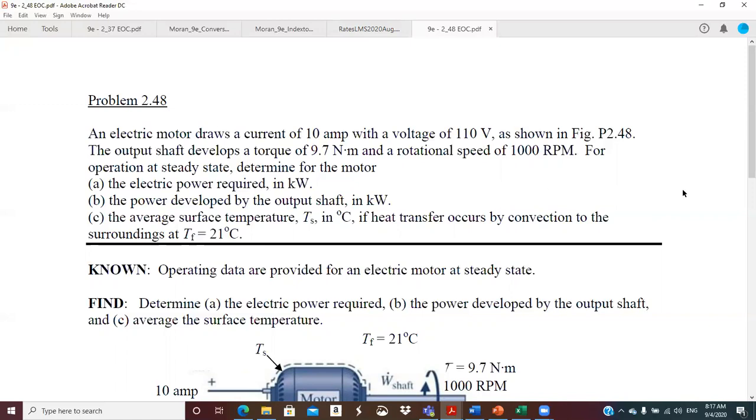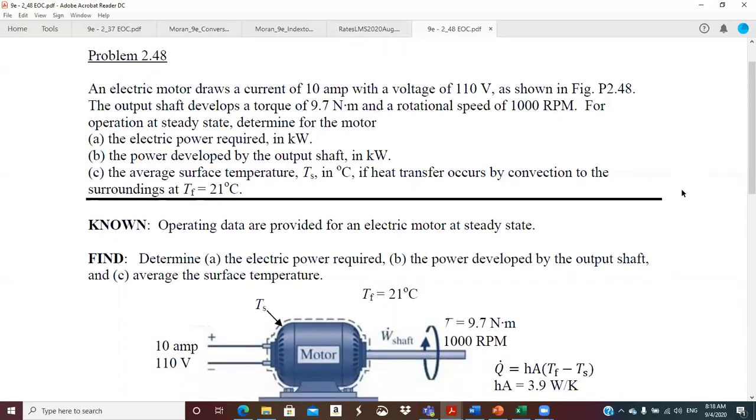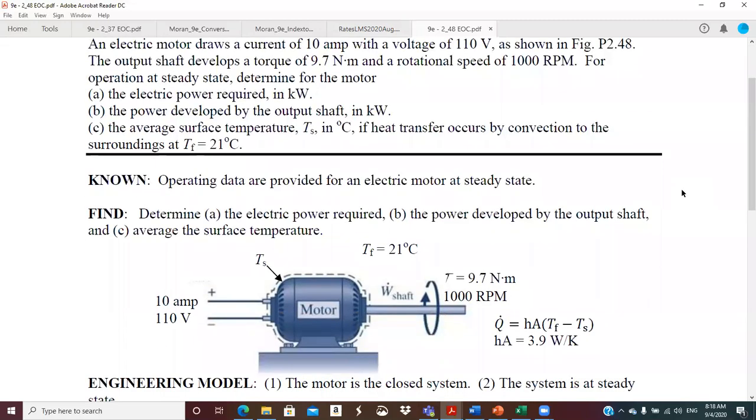This is a pretty good problem to study. It shows the energy balance, a couple different forms of work, and there's a heat transfer interaction. So this is pretty good. I like this problem, except for the minus sign mistake in one of the equations. Okay, so what we have is an electric motor. And let me pull this up a little bit. There we go. Electric motor that's drawing 10 amps of current at 110 volts, as shown in the picture.